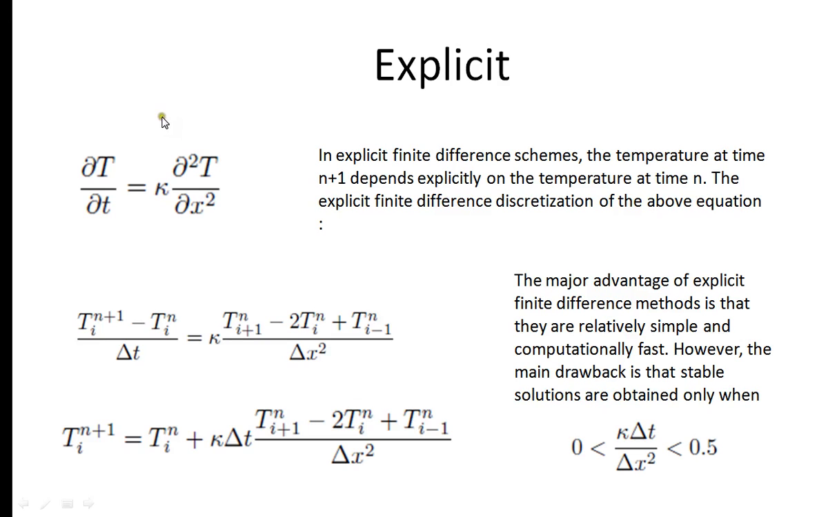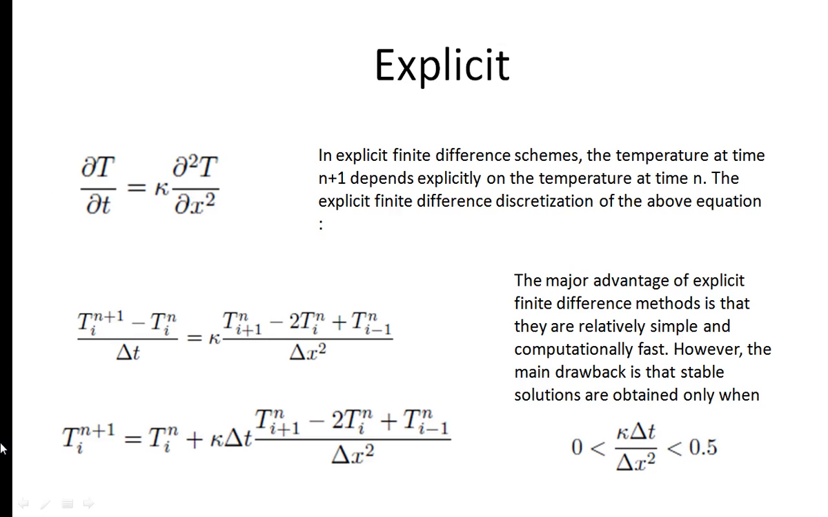Explicit. For example, here we have the one-dimensional heat equation, which is explicitly time dependent, right? This is the time derivative, and this is the temperature, and this is the one-dimensional spatial derivative, so this is the spatial derivative along the x-axis, right? So how would we solve this kind of temperature problem with explicit methods?